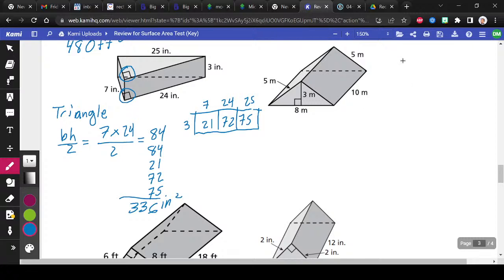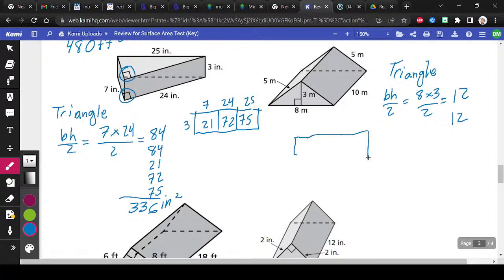All right, over here we need the triangle. This time around our height's inside the triangle. So we've got base times height divided by 2. So that's base is 8, height is 3, divided by 2. That's going to be 12. And then we'll add on a 12. So here we go.